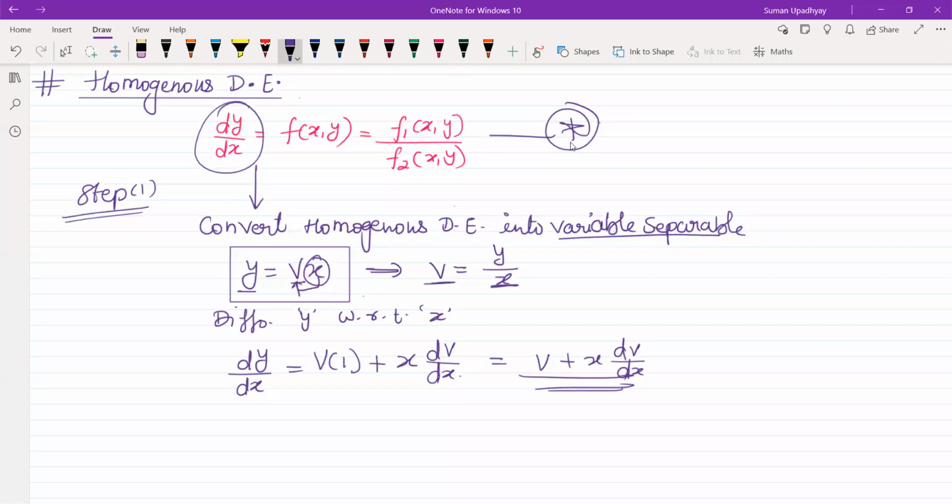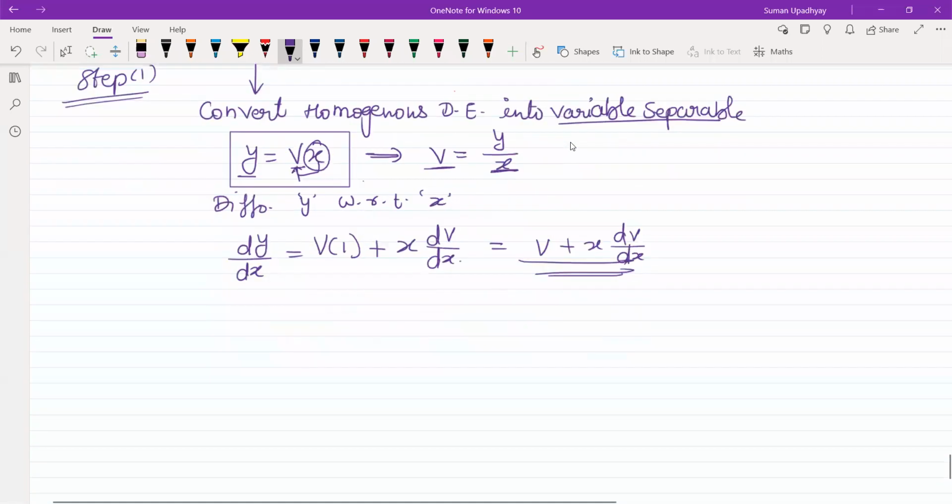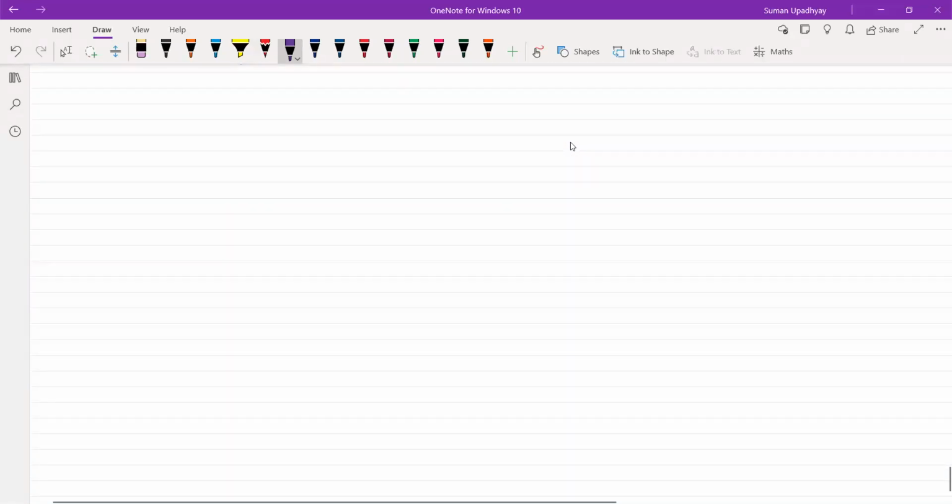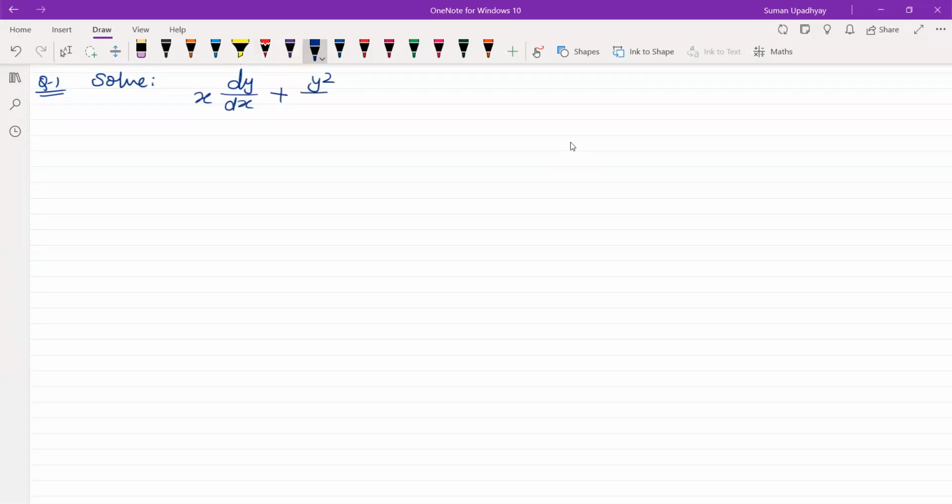Now, how we are going to solve it, that we will see through problems. Okay. So let us begin with the problem. I'll take question number 1. Solve x dy by dx plus y square upon xy.